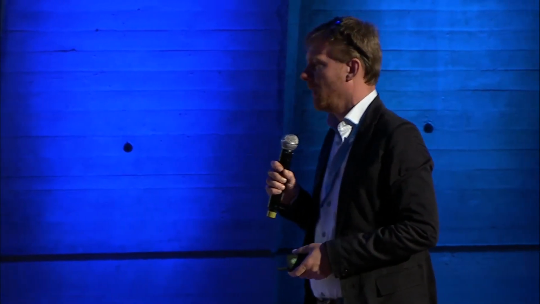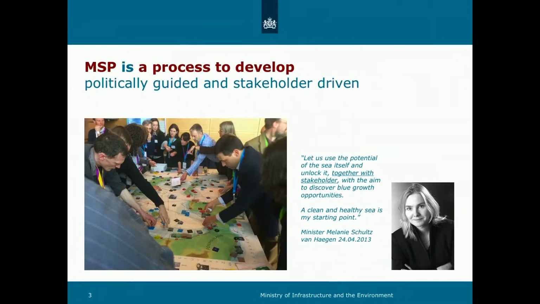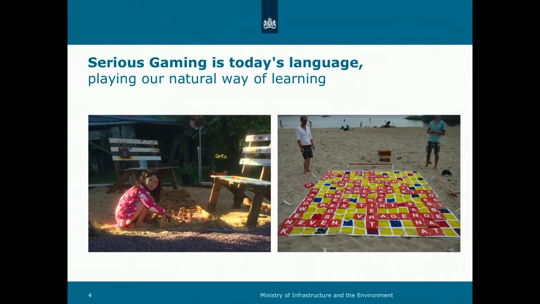Maritime spatial planning or marine spatial planning is a process. We all know that. It should be politically guided and stakeholder driven. Luckily, I do quite a bit of work in the Netherlands, and I developed a 2050 vision for the Netherlands, so I had a ghostwriter on that, and that was my minister, Melanie Schultz van Haegen. So I built a bit of trust, and then I was allowed to do what I love most. Work on serious gaming.